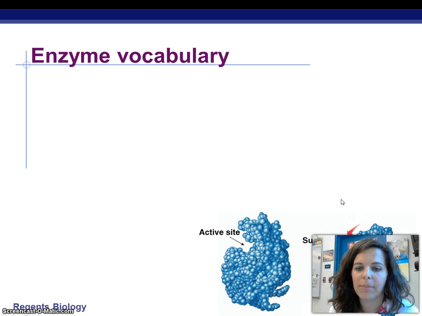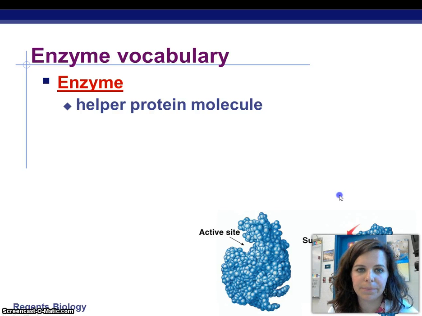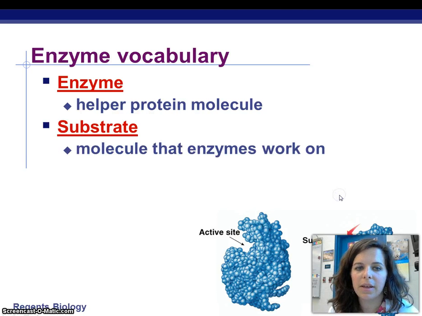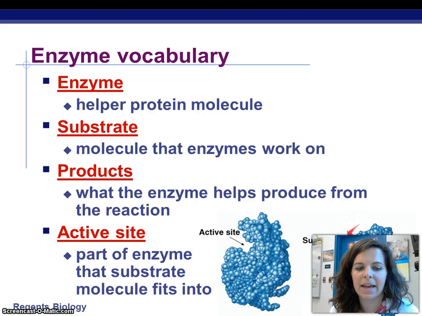Now here's some enzyme vocabulary. An enzyme is a helper protein molecule, meaning that it helps chemical reactions occur in the body. A substrate is a molecule that enzymes work on. Products are what the enzyme helps produce from the reaction. So the substrate is the molecule coming in to the enzyme at the beginning. The products are what's coming out at the end. And your active site is the part of the enzyme that the substrate molecule fits into.